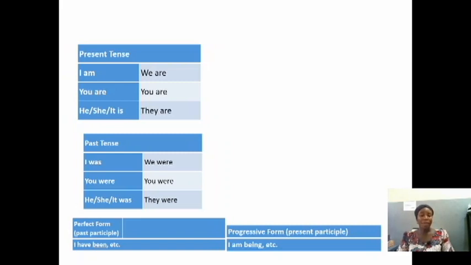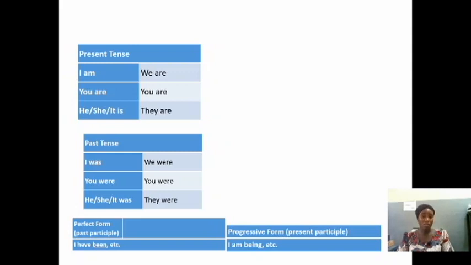Now we have the past tense form. What be verbs can we use in the past tense form? We can use was and were. So we have now these words, the singular form and the plural form. Example, I was becomes what? We were in the plural form. You were in the singular form becomes you were. And then he, she, it was. If you bring it to the plural form, it becomes what? They were.